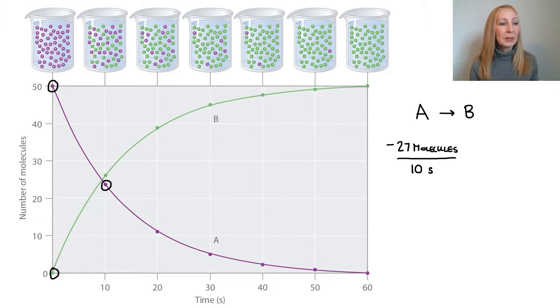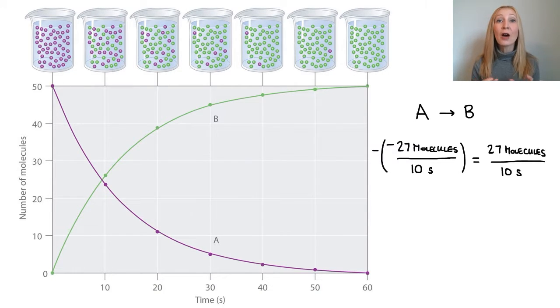Now let's take a look at B. B starts out as 0. We have 0 molecules of B, and we end with about 27 molecules of B. So what we have gained now is 27 molecules of B in 10 seconds. How can we get these two ratios to equal each other? Well, all we have to do is put a negative sign in front of the rate of change for all of the A stuff. If we put that negative symbol there, and we put everything in parentheses, put a little negative symbol in front of that whole thing, now those two ratios are equal to each other. And we can look at the arrow as kind of equaling each other.